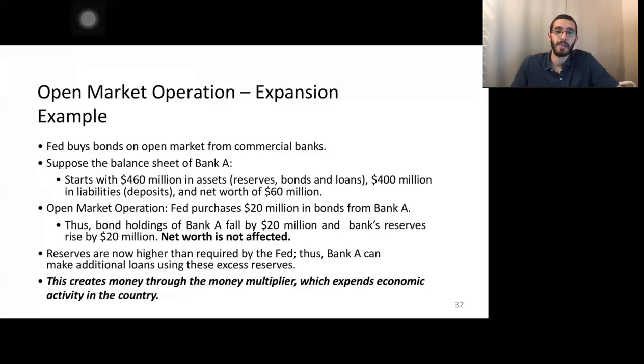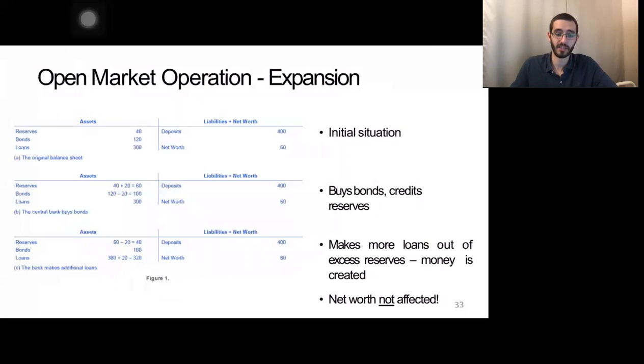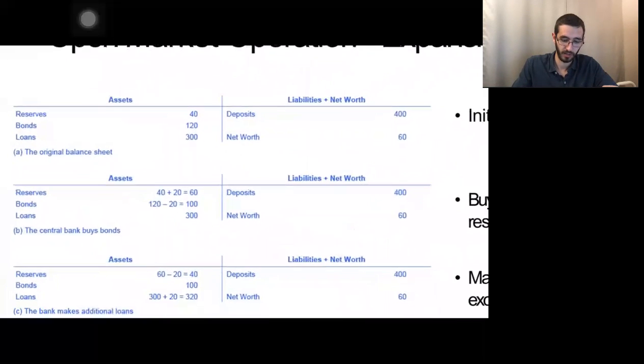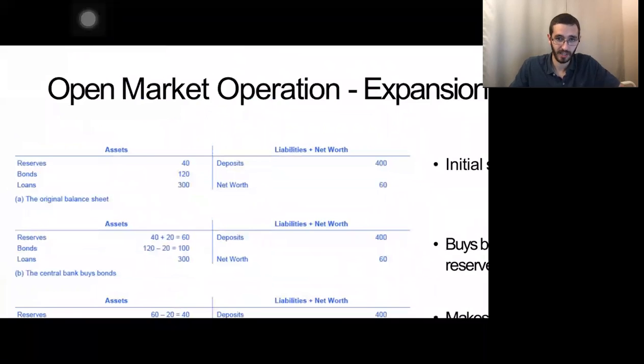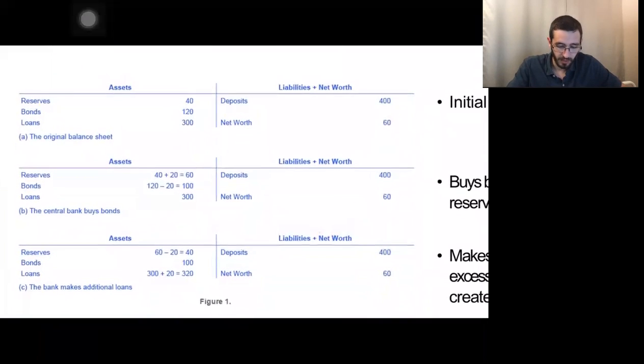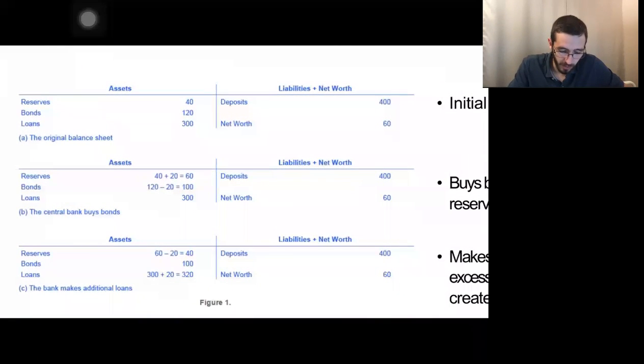Okay, and imagine here that there's open market operation. The Fed purchases $20 million in bonds from Bank A. So once again, because they're purchasing bonds, that means they're going to be taking bonds from the bank and giving reserves. So let's see how that actually works out, and I'll give you a little zoom here. The initial situation is that the bank has $40 million in reserves, $120 million in bonds, $300 million in loans, as you can see here.